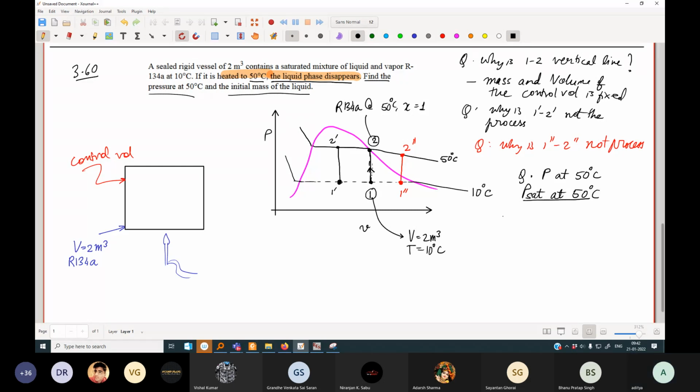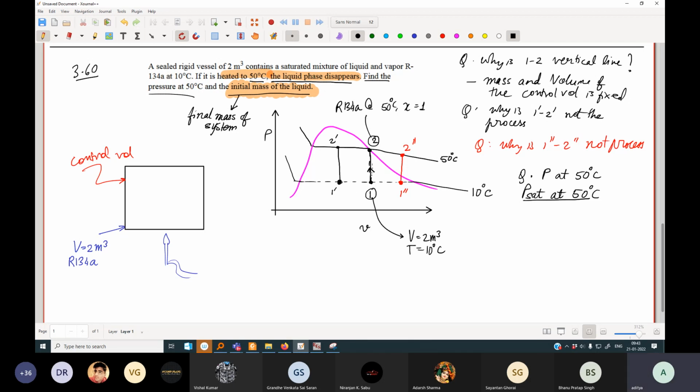Second question is find the initial mass of the liquid. How do you find out the initial mass of the liquid? Sir, we can find the specific volume and the volume of the container. Well, it's very simple. You don't need to find out the initial mass of the liquid. You know that the initial mass and the final mass are going to be the same. So asking this is also tantamount to asking what is the final mass of the system, or literally the mass of the system.